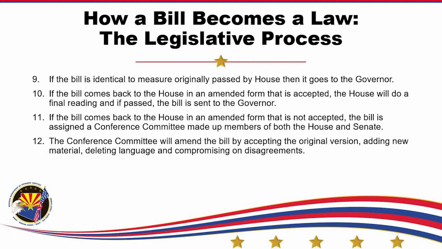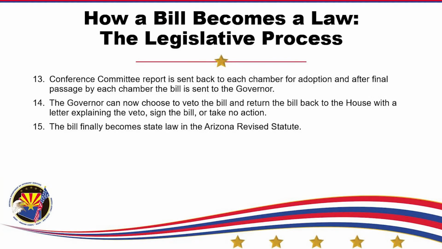If the bill comes back to the House in an amended form that is not accepted, the bill is assigned a conference committee made up of members of both the House and the Senate. The conference committee will amend the bill by accepting the original version, adding new material, deleting language, or in some way compromising on disagreements. A conference committee report is sent back to each chamber for adoption, and after final passage by each chamber, the bill is sent to the governor.